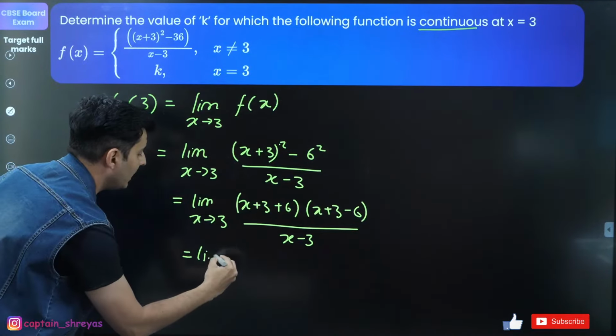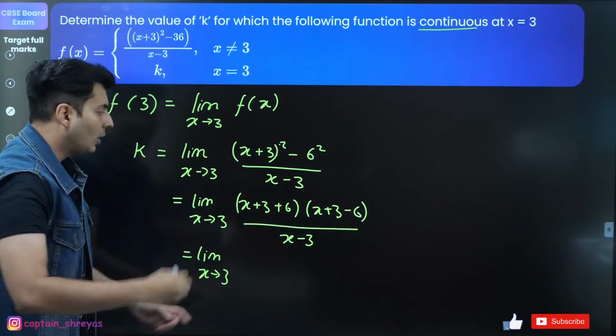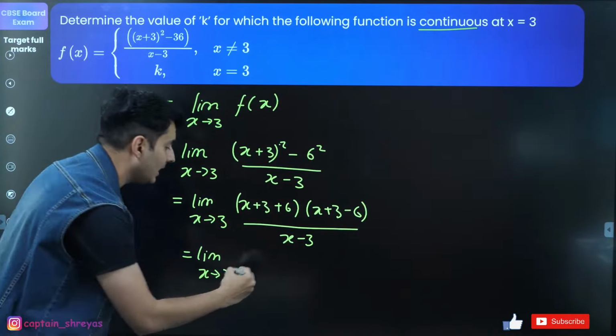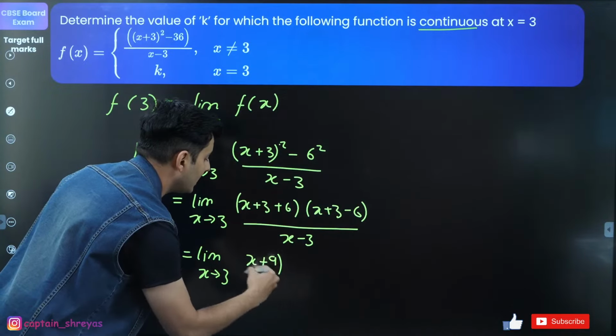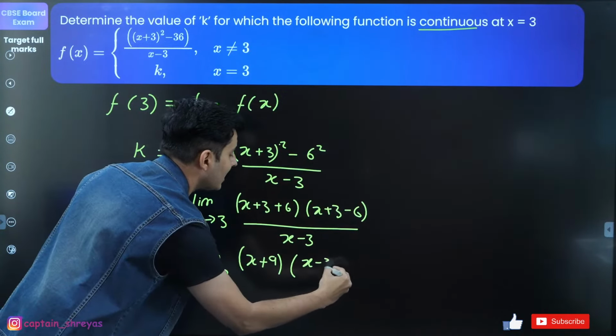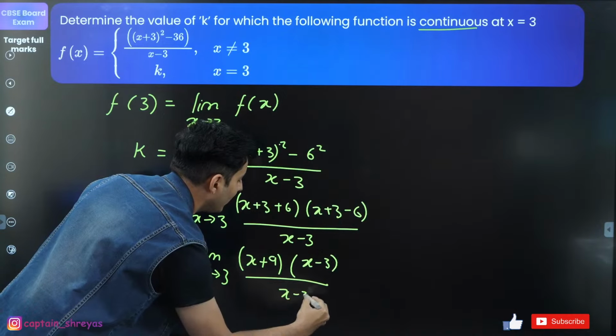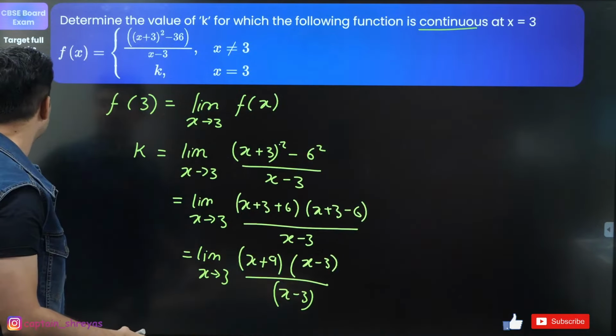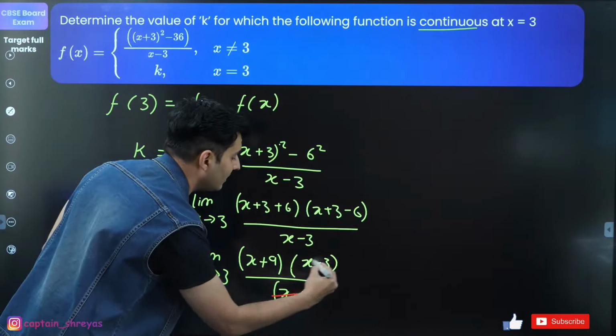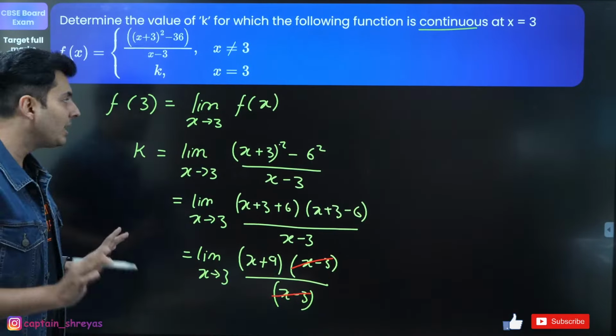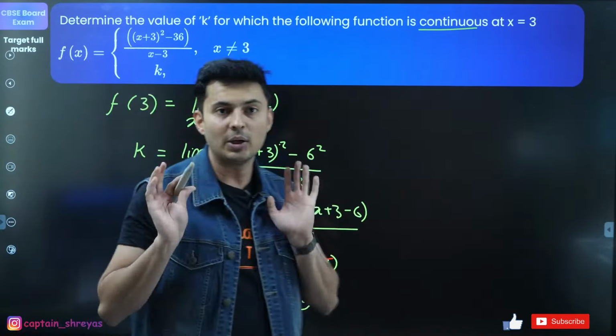Now this will become limit x tends to 3. Now look at this guys, this will become x plus 9, yes or no? X plus 9, yes or no? This will become x minus 3. Oh, that is exactly what I wanted, my dear students. Why did I want this? I wanted this to cancel. Now this is determinate form. Now I can properly take the limit of it, yes or no?